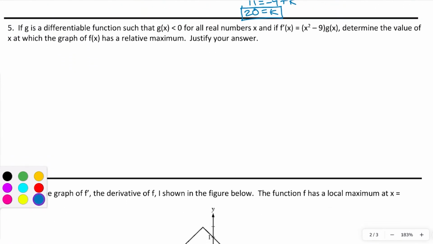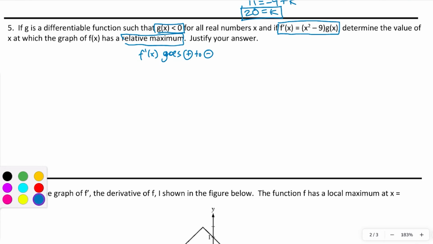Number 5 says g is a differentiable function such that g is negative for all real numbers x, and the derivative of f is this expression here. Determine the value of x for which the graph has a relative maximum. So a relative maximum, again, occurs when f prime goes from being positive to negative.